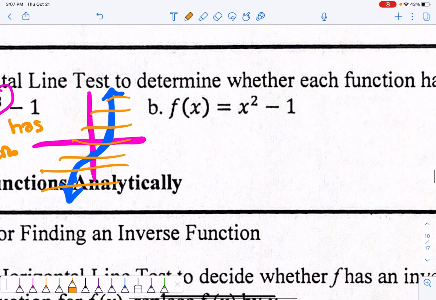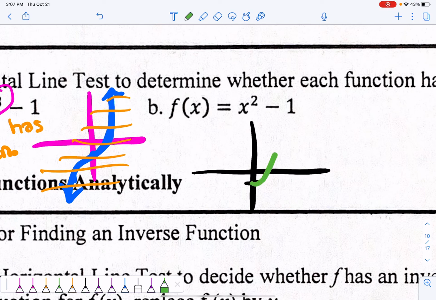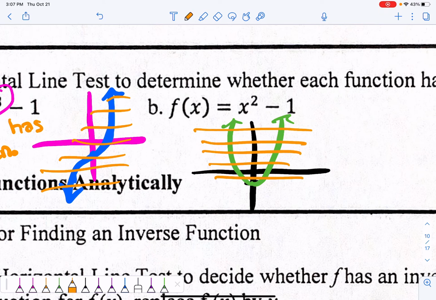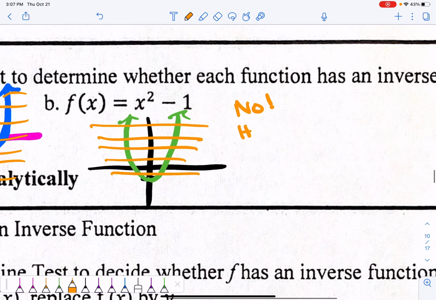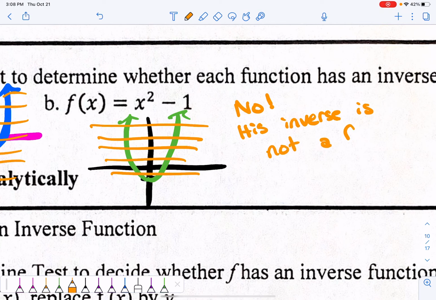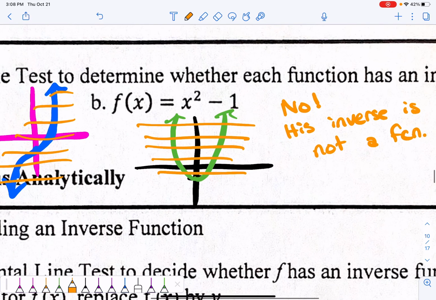All right, part B, x squared minus 1, we already kind of did this one. x squared is a parabola, but it's down at 1, so it looks like this. It is a function, but its inverse, if we do the horizontal line test, is not a function. So I'm going to say its inverse is not a function. It has an inverse relation, but it does not have an inverse function.